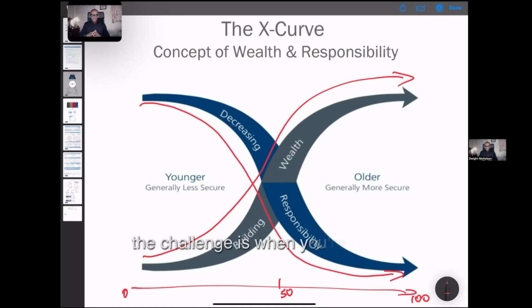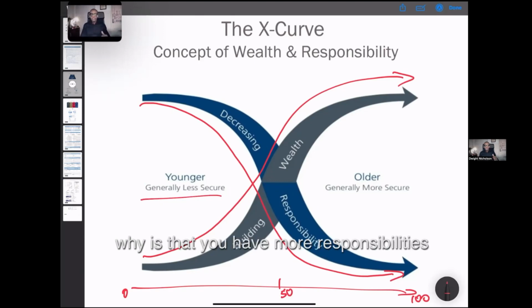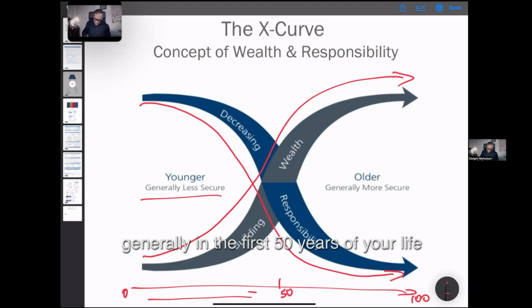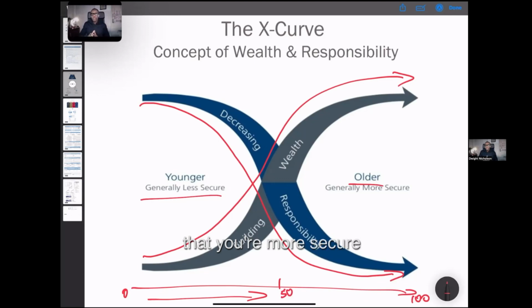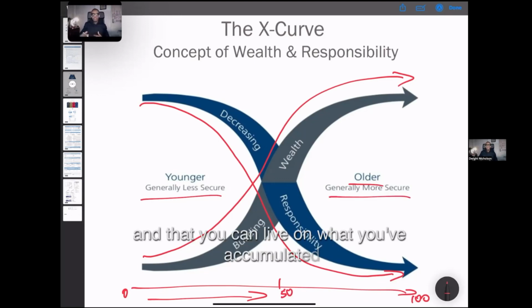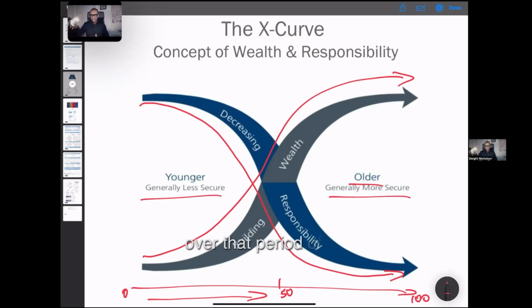Now, the challenge is when you're younger, you tend to be less secure. Why is that? You have more responsibilities. The money comes in, it goes out, right? You've got a car to pay, you've got a house, you've got the kids, you got all these different expenses generally in the first 50 years of your life, which renders you financially less secure. Now, as you get older, the idea is that you should be saving enough where you're more secure and that you can live on what you've accumulated over that period of time.